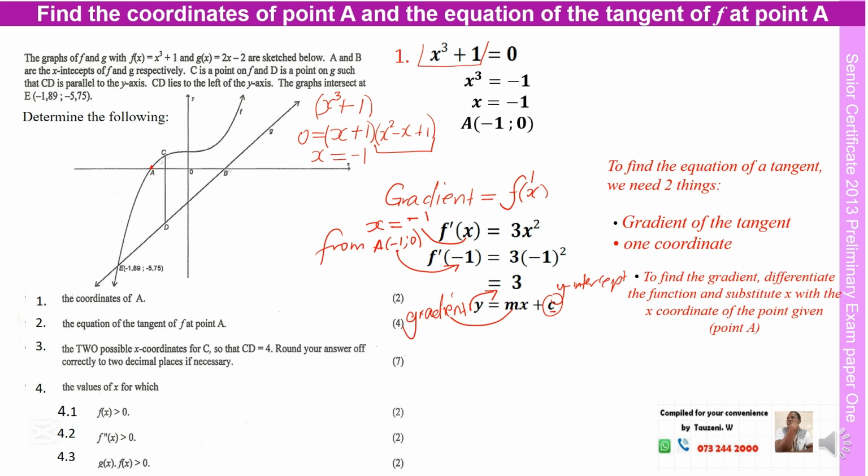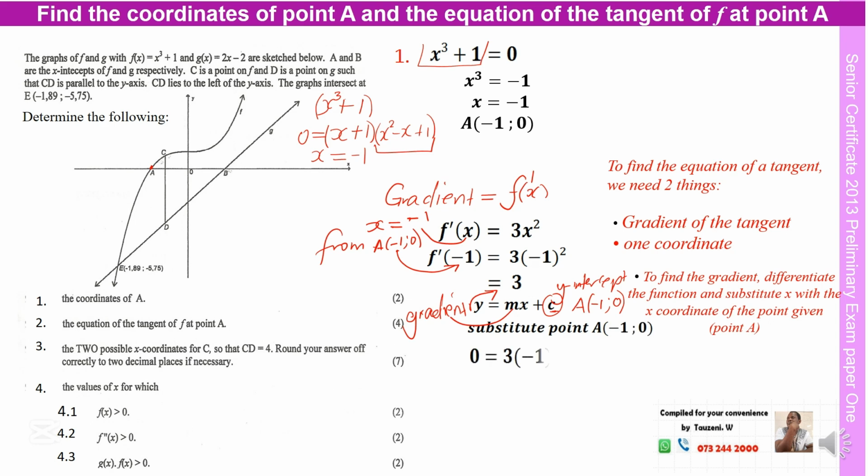Now we don't have the y-intercept in this case, so we're going to calculate it. To calculate the value of c, we substitute coordinates which are on the line. And the coordinates that we are using here are the coordinates of point A. That is the point which is on the line. We can substitute these coordinates to determine the value of c, and that will complete your equation.